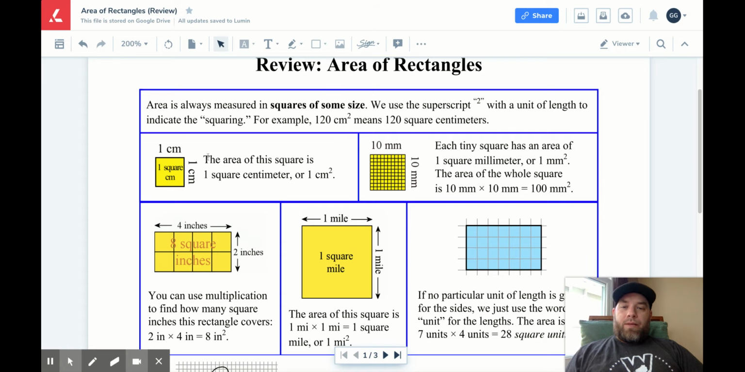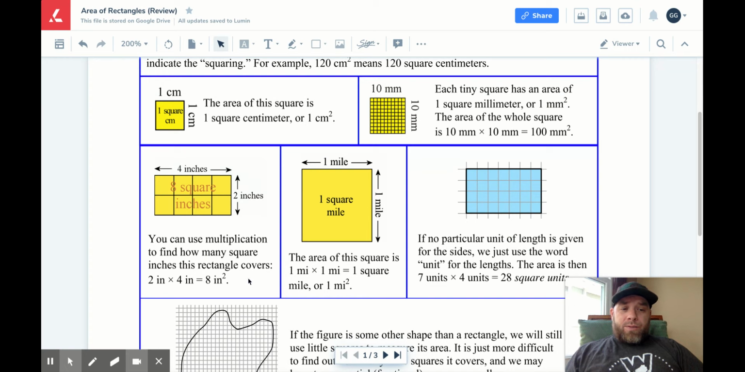So in this example here, the area of this square is 1 square centimeter, or 1 centimeter squared. This one here, we have 10 millimeters by 10 millimeters. So each tiny square has an area of 1 square millimeter. To figure out the area, we multiply 10 millimeters times 10 millimeters. And that gives us 100 millimeters. And then our superscript here, 2, means 100 square millimeters.